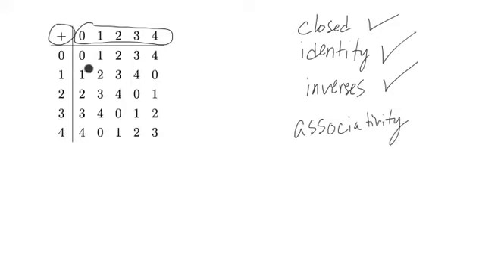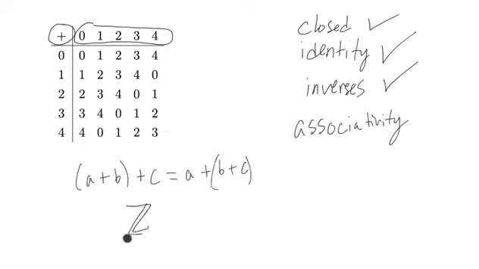Now, notice a couple things here. So what is associativity? Associativity is this idea: A plus B plus C is equal to A plus B plus C. In other words, we can regroup. Naturally, when you add in the integers, Z, addition is associative.